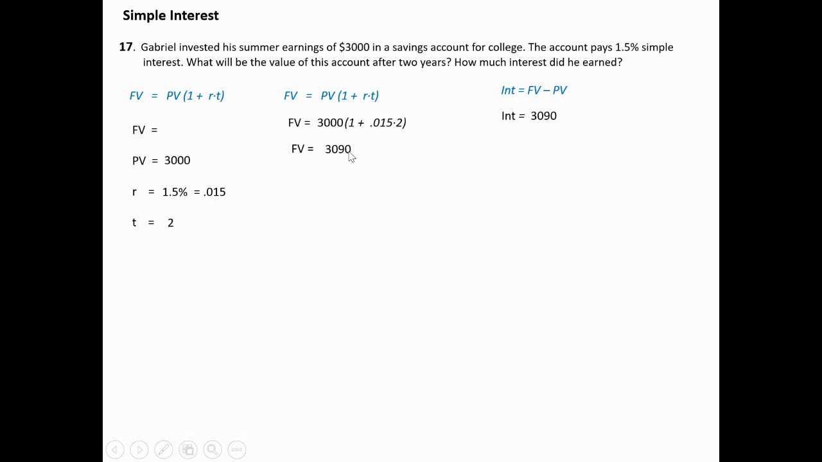Right? The answer will be $3,090, but to find the interest, how much interest did he earn? The interest earned is the future value minus the present value, so it'll be 3,090 minus 3,000, which is equal to 90. So the value of the account after 2 years will be $3,090, and the interest earned will be $90. So these are the two answers for number 17.